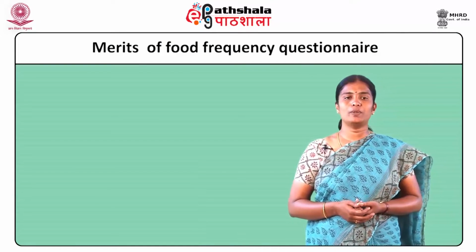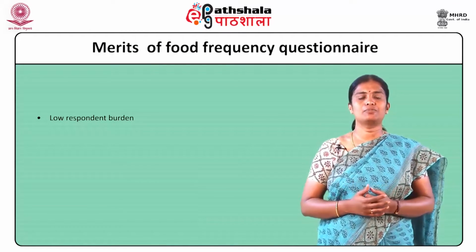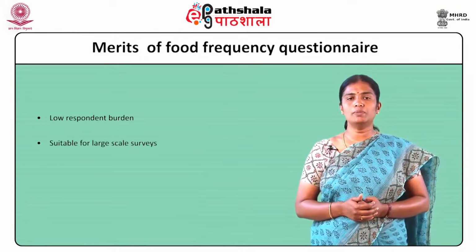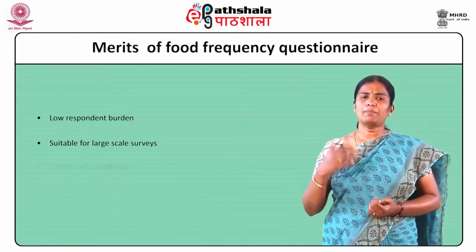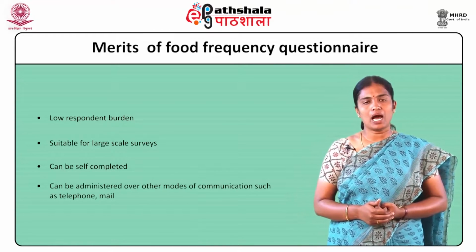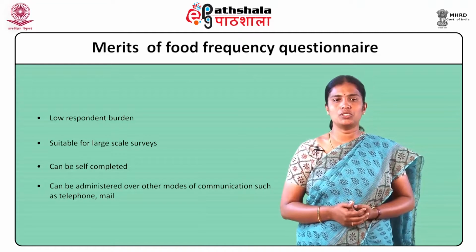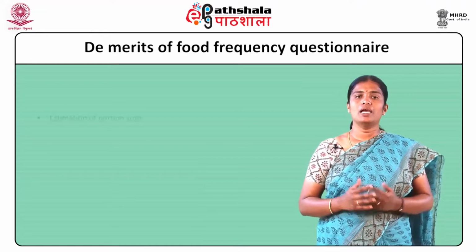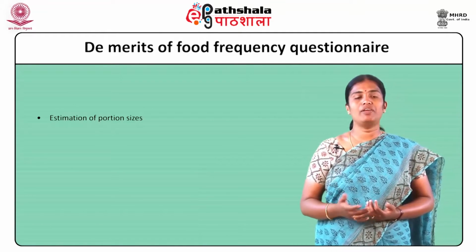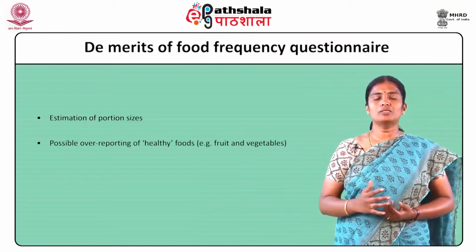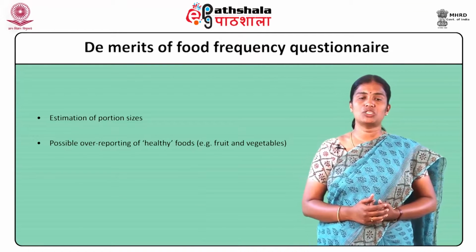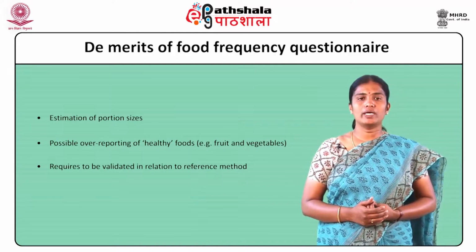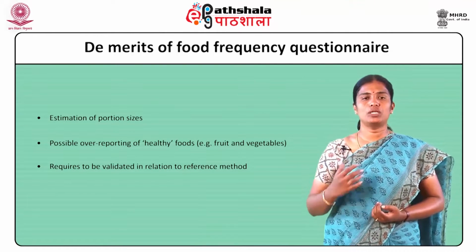The merits of the food frequency questionnaire are that it has less respondent burden and it is suitable for large scale surveys, can be completed by oneself and can be administered over other modes of communication such as telephones and mails. The demerits of this method are that estimation of portion sizes becomes difficult later in the calculation, possible over-reporting of healthy foods such as fruits and vegetables, and it requires validation of the data in relation to the reference method.